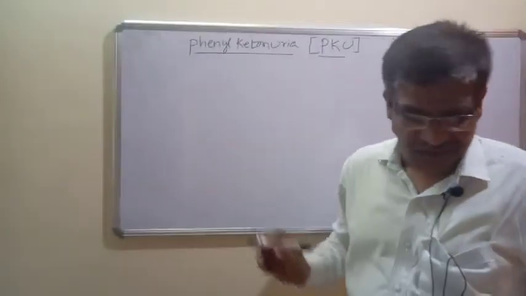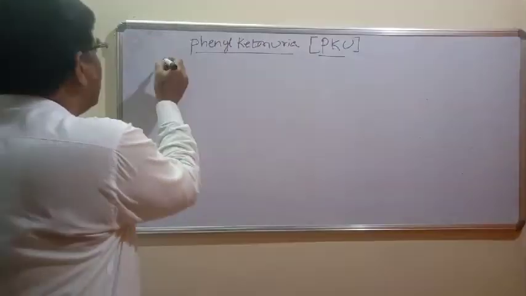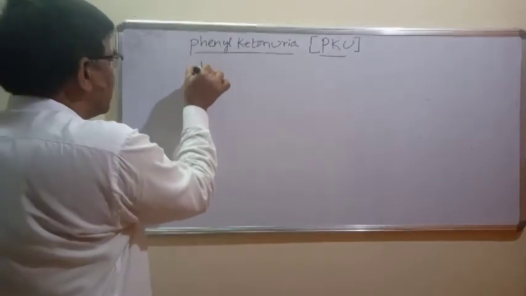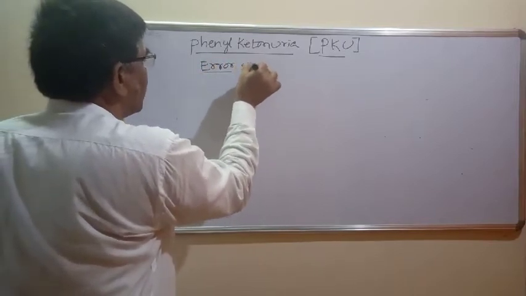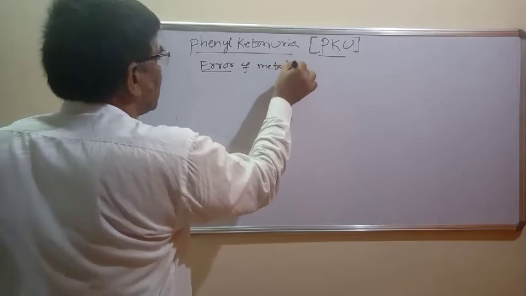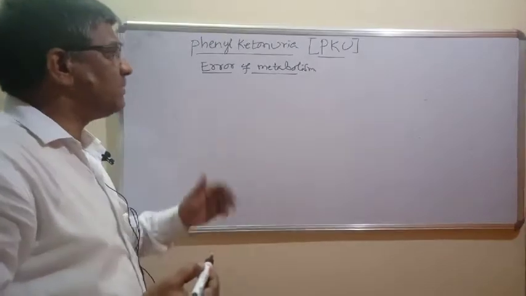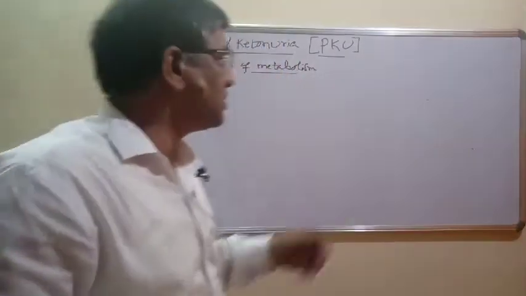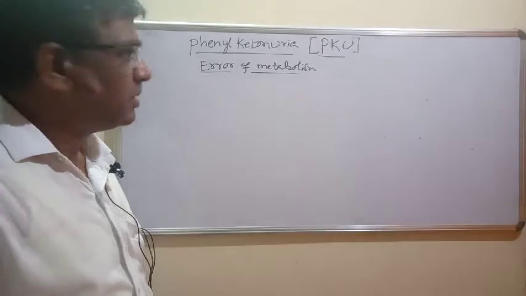What is this phenylketonuria? How is it different from other diseases? Now look here, this disease can be defined as an error of metabolism. Error of metabolism takes place sometimes during our lifetime also. Sometimes, suppose you take heavy meals, then digestion may not take place because of less secretion of enzymes. That is the error.